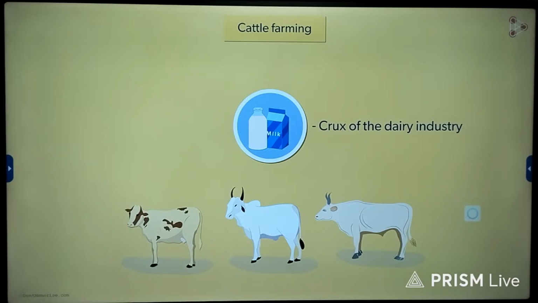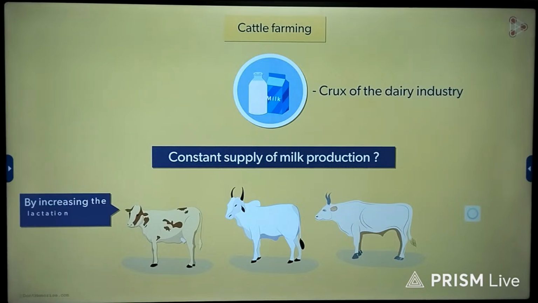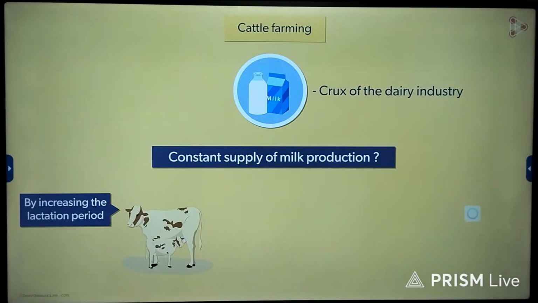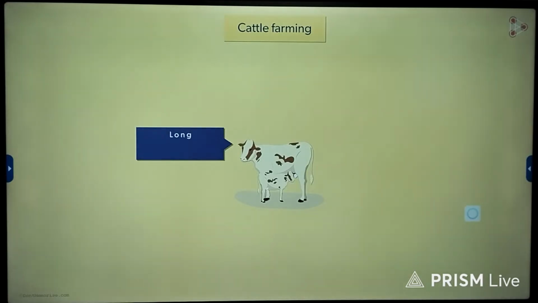However, the milking period of milch animals is very short. How do farmers ensure a constant supply of milk production throughout the year? This can be done by increasing the lactation period of these animals. What do we mean by the lactation period? This is the period during which the mother feeds the young cattle. Where would we find some species of cattle? Do all species have long lactation periods? Unfortunately, that's not the case. Only exotic breeds of cattle have long lactation periods.